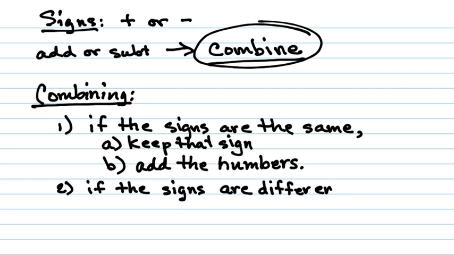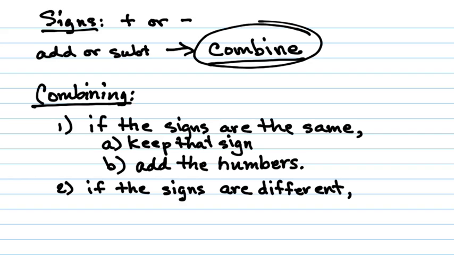Of course, we're going to go through lots of examples. If the signs are different. Now, what does it mean to be different? That means one of them will be positive and the other one would be what? Or the first one could be negative, but the second one would have to be positive. Right? Okay?